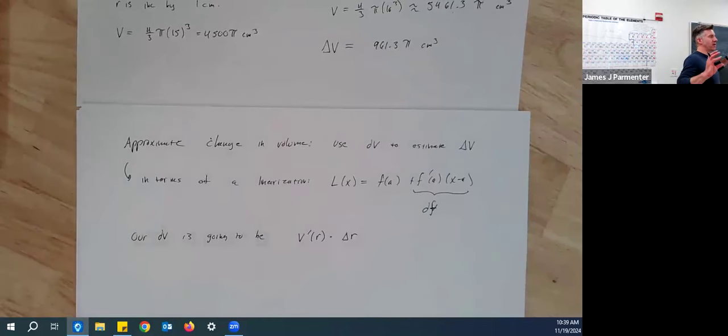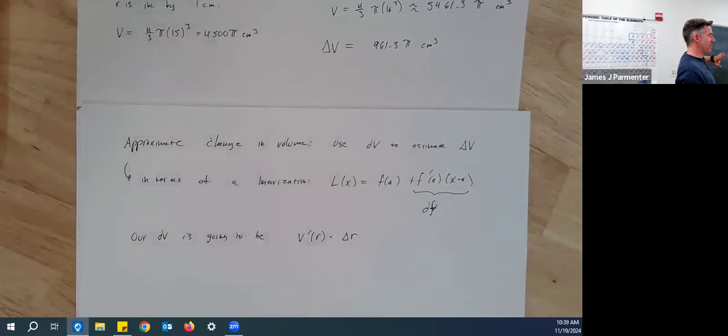Now this one actually works out really nicely, because when you take the derivative of 4/3 pi r cubed, you get 4 pi r squared, which is exactly the surface area of a sphere. So if you're making the sphere bigger, you're adding as much volume as the entire surface area of the sphere times how much thicker you're making it. It works really nicely for spheres.